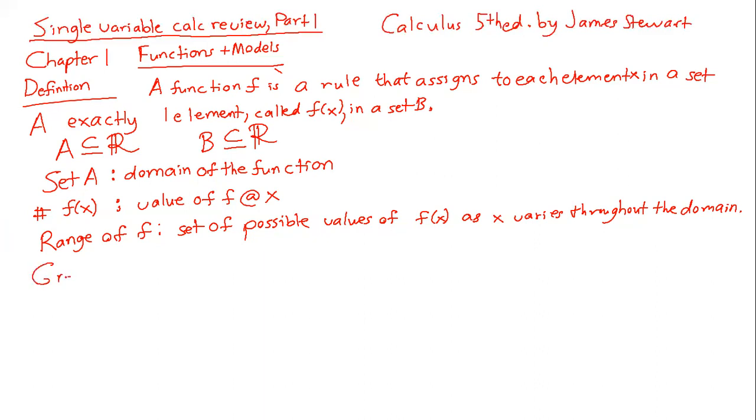So the graph is going to be the set of ordered pairs (x, f of x) such that x is contained in A. Now, the reason I wrote that, even though everyone probably knows what a graph is for a function of a single variable, is that this is introducing some notation that I think is important. So this line here means such that, this means is contained in the set, things like that.